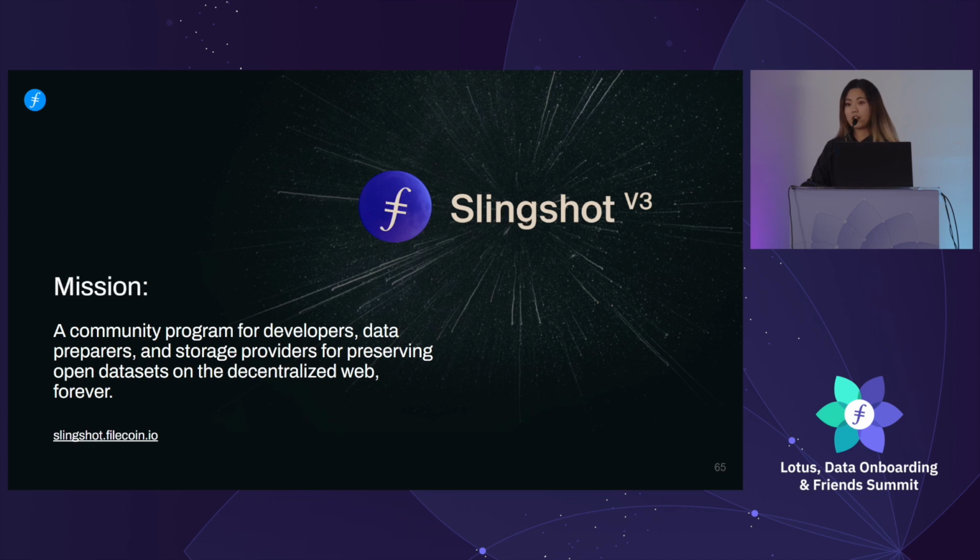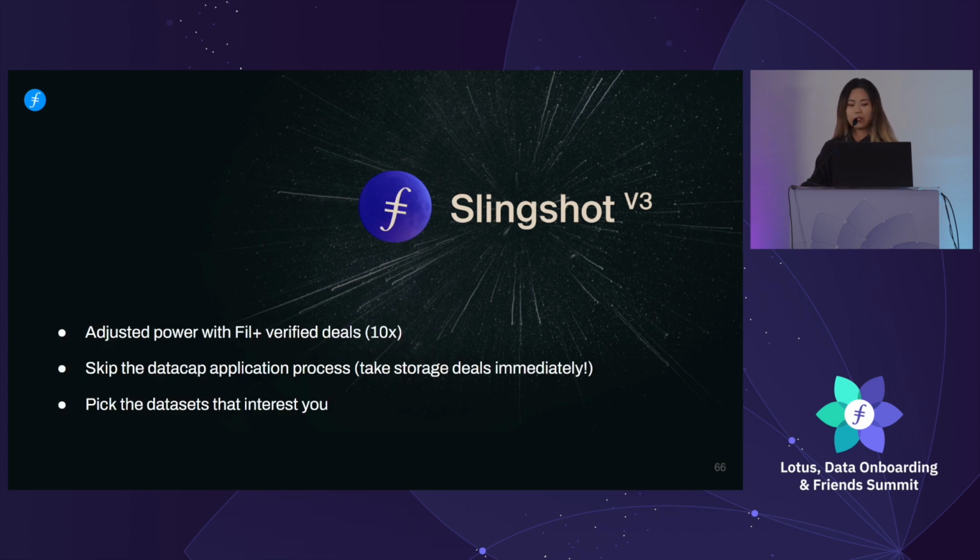Slingshot v3, which is the current version of Slingshot, is an upgraded version from previous iterations of Slingshot. And it's a community program for developers, data preparers, and storage providers to preserve open data sets forever. And how do we ensure that? Slingshot has adjusted power with Fill Plus. So any deal that you store with Slingshot, you will get 10x the miner power on chain. And you skip the data cap application process because we already did that for you.